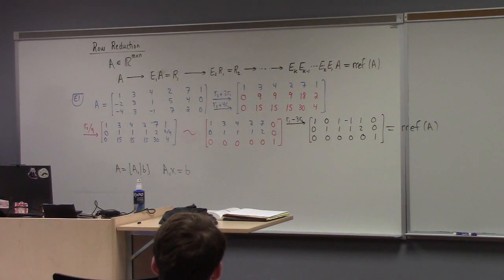Can you guys tell me anything else? There's a lot of free variables. There's going to be a lot of free variables in the solution. Great. Anything else? It's column span R3. This is true. Okay. Can you tell me anything else relating A and the reduced row echelon form of A? Same solution set. That is true.